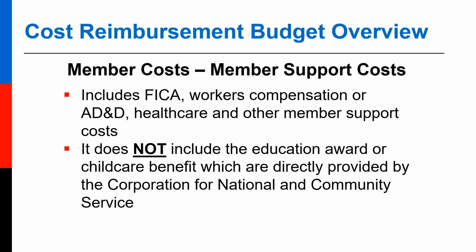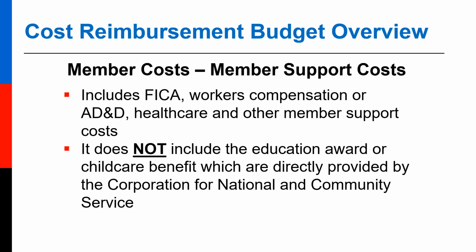The second subsection, Section B, is member support costs. This section includes FICA, workers' compensation or accidental death and dismemberment, healthcare, and other member support costs. Member support costs do not include the education award or child care benefit, as those are directly provided by CNCS.